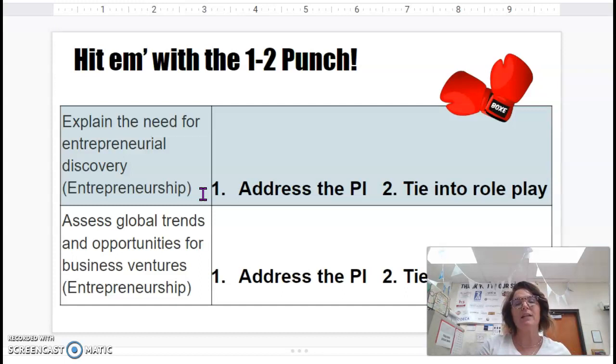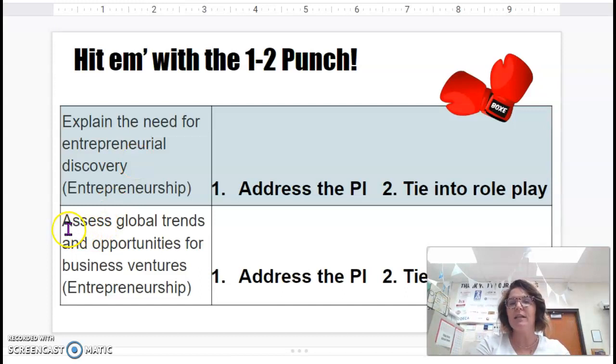So whenever we give an answer for this, we want to make sure that we address the performance indicator. So I want to say something for sure about the need of entrepreneurial discovery, but then I also need to tie it into the role play. The role play is going to give me a specific scenario that's going on. So I don't really want to just give the boss or my judge a definition of entrepreneurial discovery because I'm trying to provide an answer for this case study.